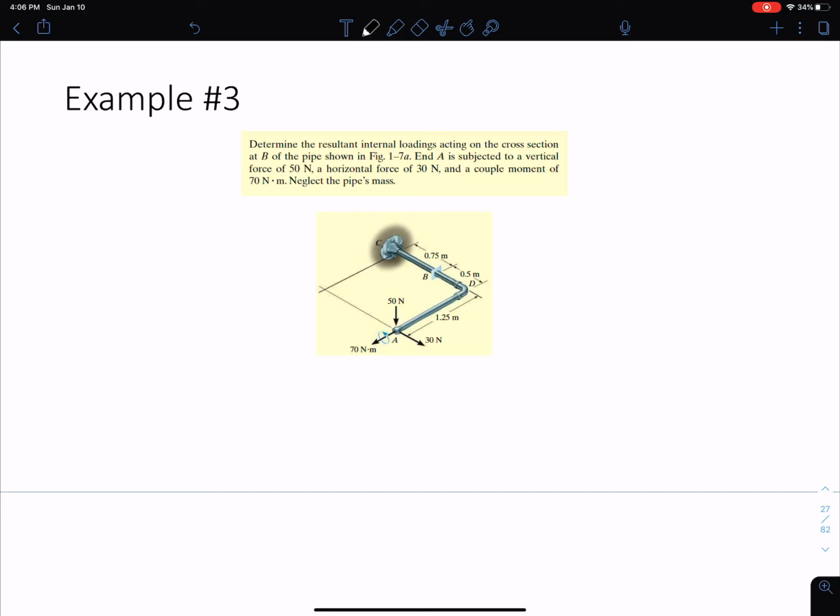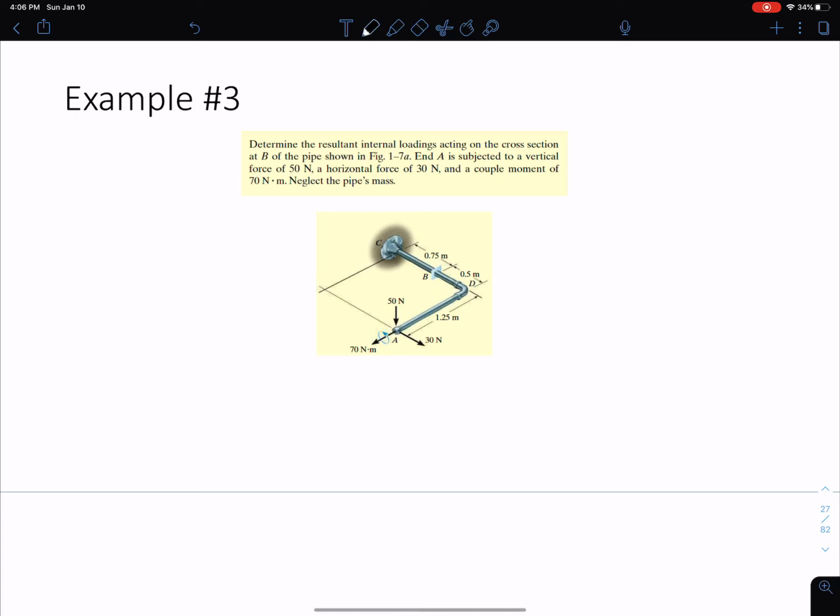We want to determine the resultant internal loadings acting on the cross-section at B of the pipe. A is subjected to a vertical force of 50, a horizontal force of 30, and a couple moment of 70, and we're going to neglect the pipe's mass, just like the problem tells us. So actually, we're going to do a scalar analysis here. We don't need a Cartesian vector system because the forces are pretty simple and they're acting directly in the x, y, and z direction. So we're going to use our 6 scalar equations of equilibrium.